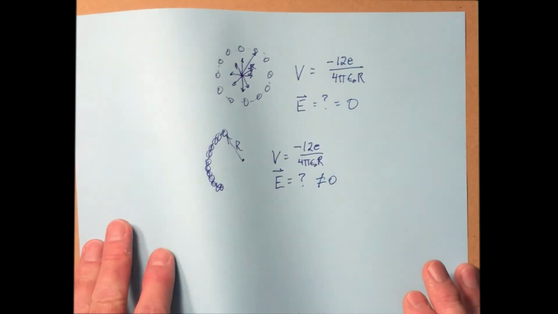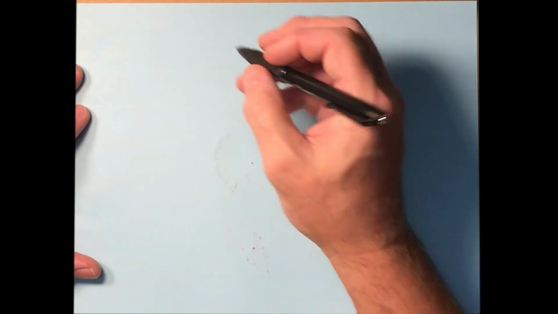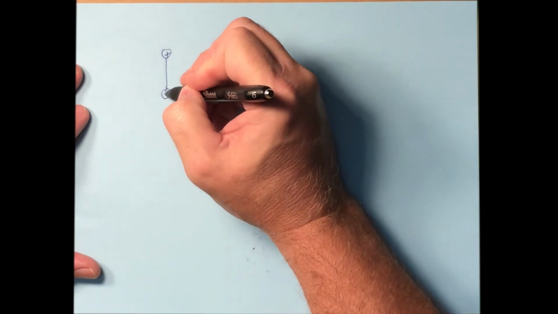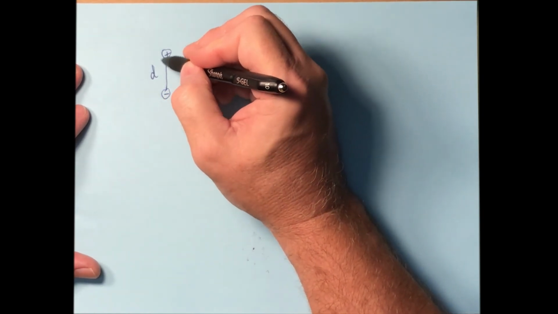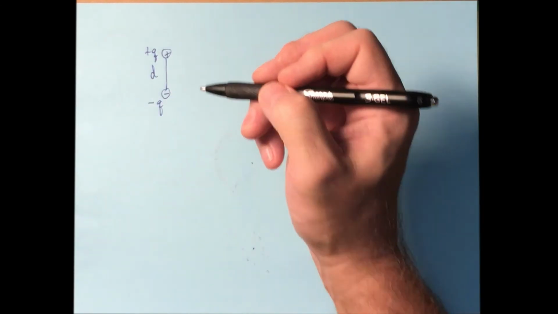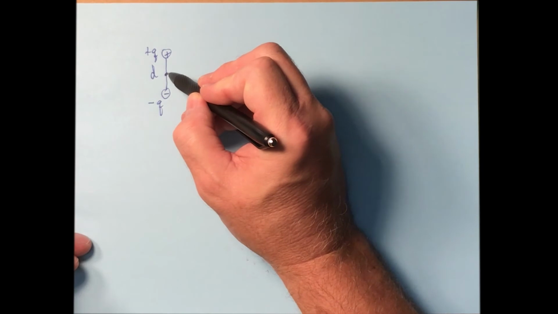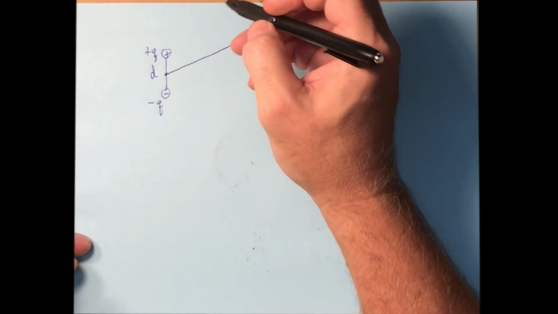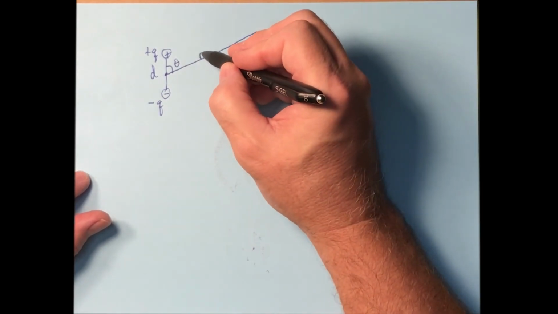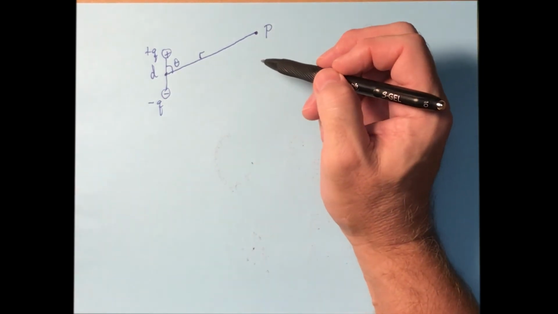Well, let's do another problem where we compute the potential. Let's say the potential for a dipole. Let's draw our dipole here. Plus, minus. The distance between the two is d. This is plus q, and we have minus q down here. And let's pick a point out here somewhere. Let's say the point is out here at some angle, which we'll call theta, and that's a distance r away from the center. So what is the potential at that point?